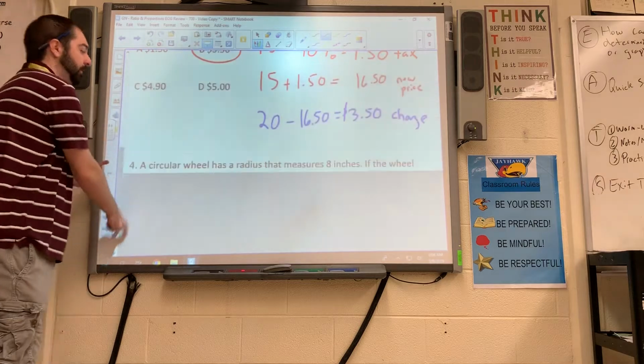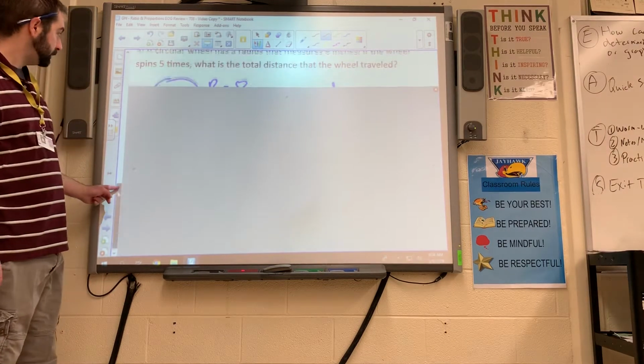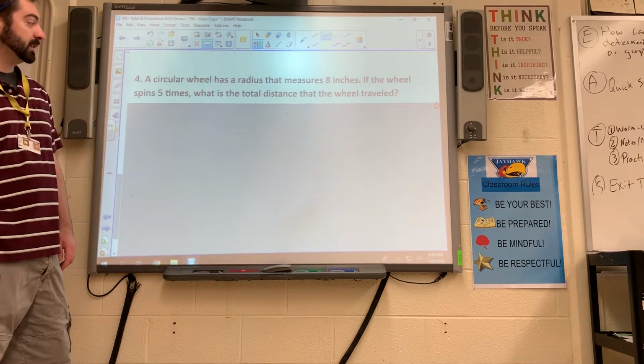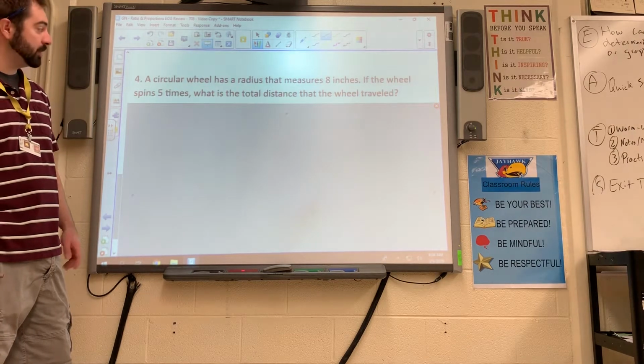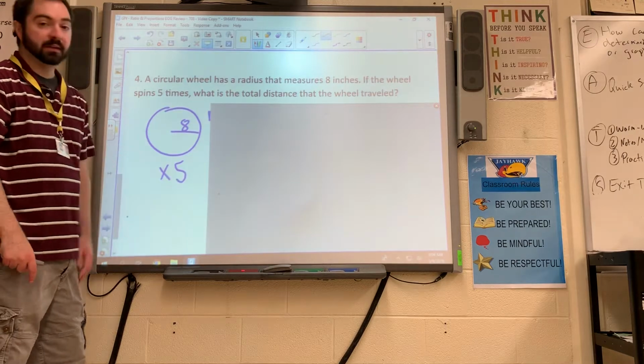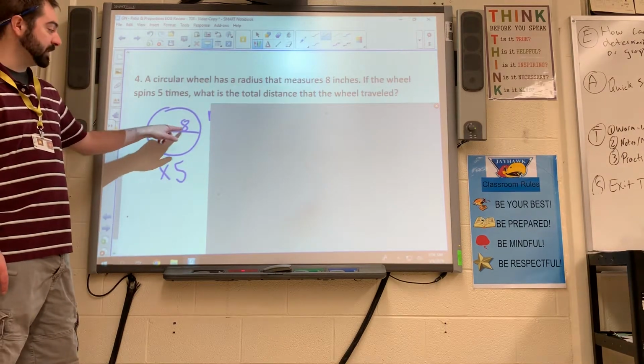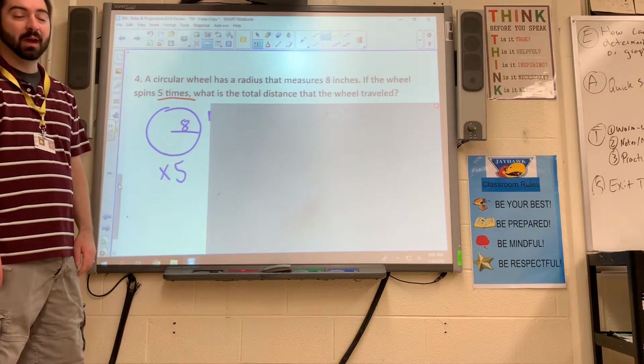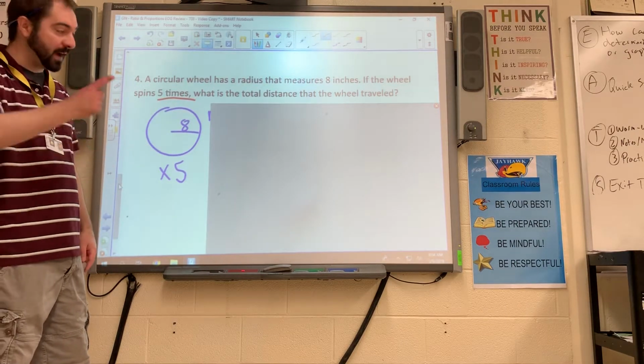And last one, number four. A circular wheel has a radius of 8 inches. If the wheel spins 5 times, what's the total distance traveled? Well, first thing I do is I drew a picture of that circle. I gave myself the radius, and I also wrote this times 5 because I need 5 of these, since it's going to go around 5 times.